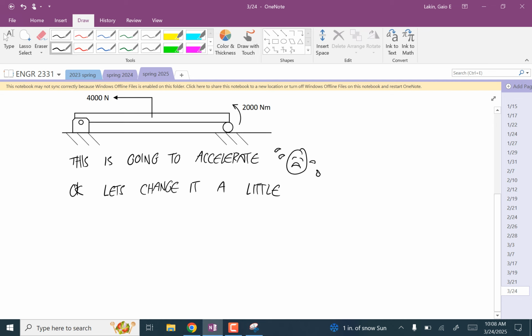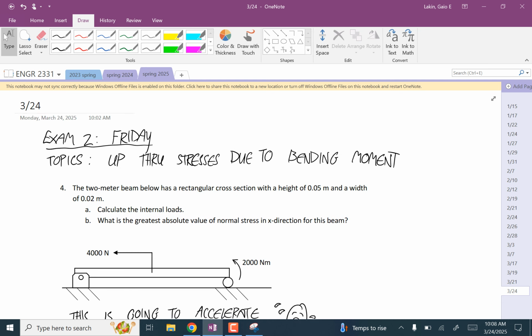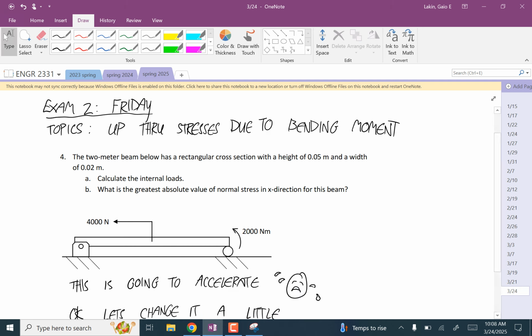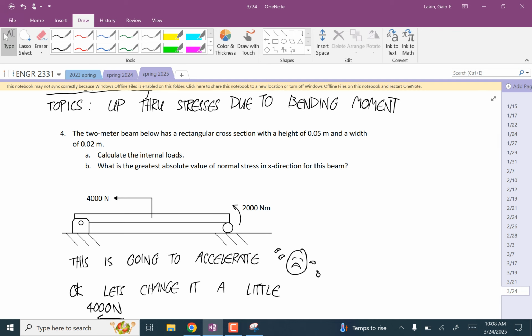Okay, so let's say instead we have a fixed joint and a 2,000 Newton meter couple there and a force of 4,000 newtons here. And we want to calculate the greatest absolute value of normal stress.